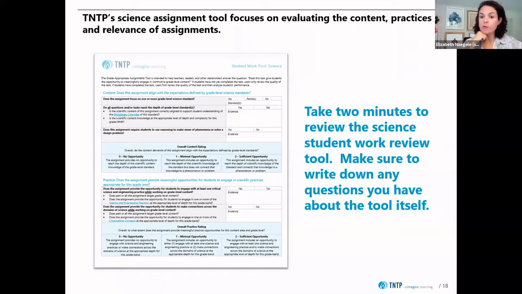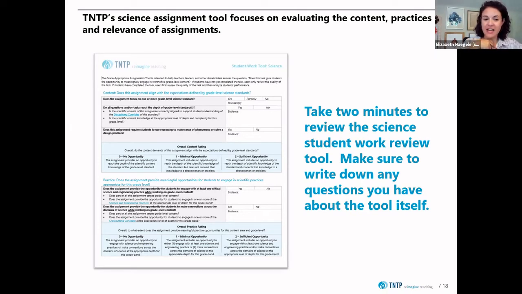Okay, so as you may remember, the tool is divided into 3 main sections to evaluate the content and the practices and the relevance of the assignment. Before we get into the chunks of it, I think it's really important that we understand and just talk about why we do grade appropriate assignments first and not instruction first.